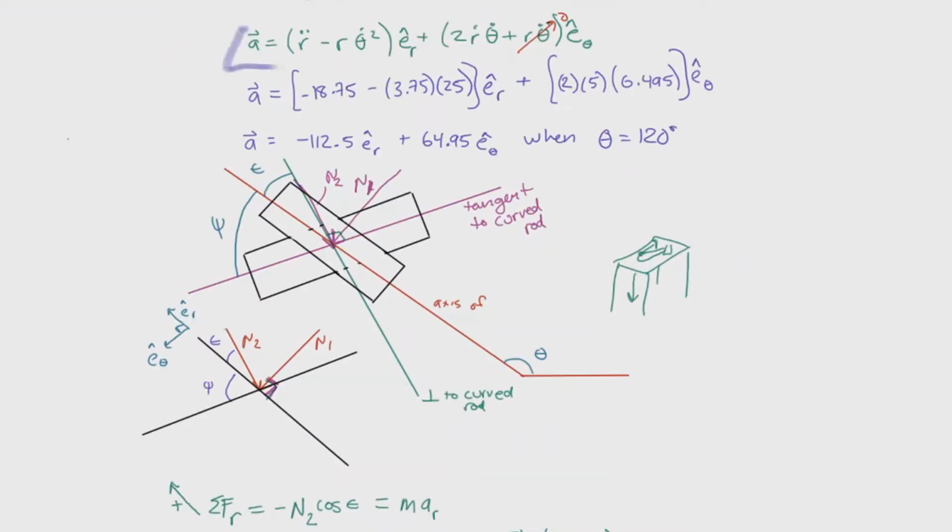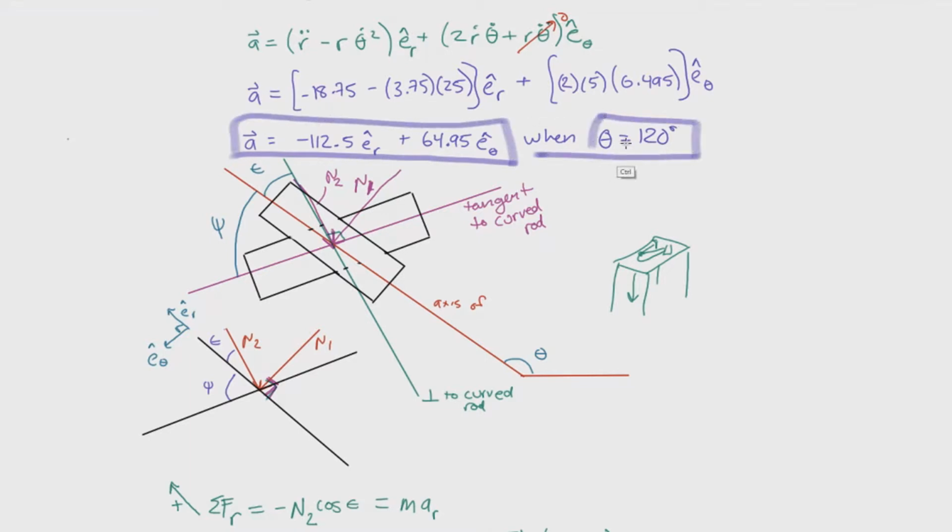Then we use the equation of acceleration in the e_r and e_theta directions. If you don't know where this equation comes from, please check out my video on the derivation of this. It's probably best for you to memorize this so you can quickly just plug in numbers to get the acceleration vector. So when we did plug in the numbers, we got this acceleration vector when theta is 120 degrees.